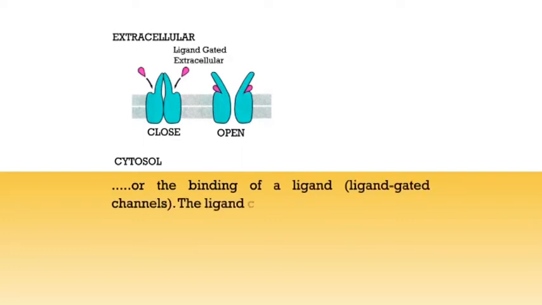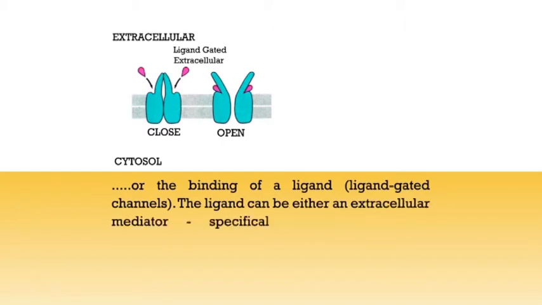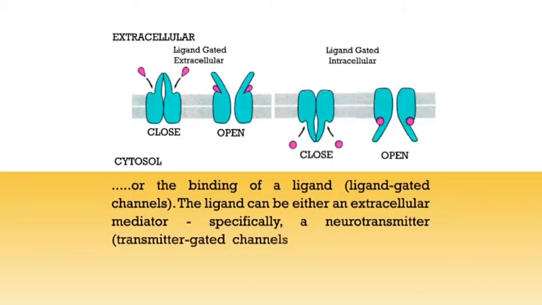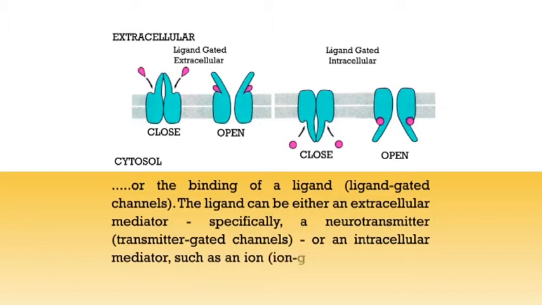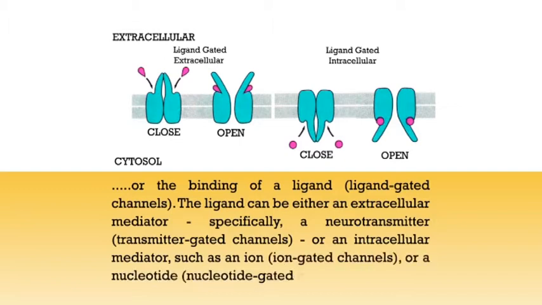The ligand can be either an extracellular mediator, specifically a neurotransmitter in case of transmitter-gated channels, or an intracellular mediator such as an ion in case of ion-gated channels, or a nucleotide in nucleotide-gated channels. The activity of many ion channels is regulated in addition by protein phosphorylation and dephosphorylation.